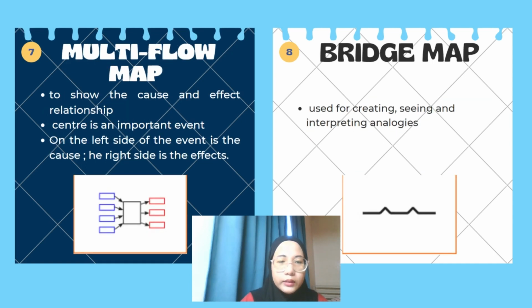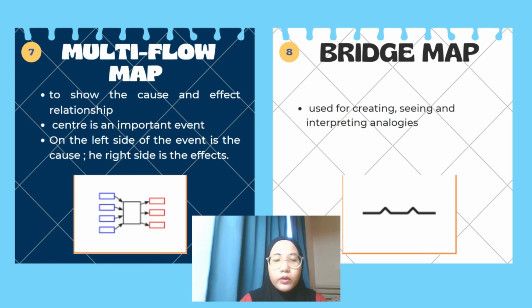And then the seventh map is the multi-flow map. Multi-flow map is for cause and effect. This map is used to show the cause and effect relationship. The center is the main event, and the left side is used to write about the causes, and the right side is to write about the effects of the event. So the last map is bridge map.